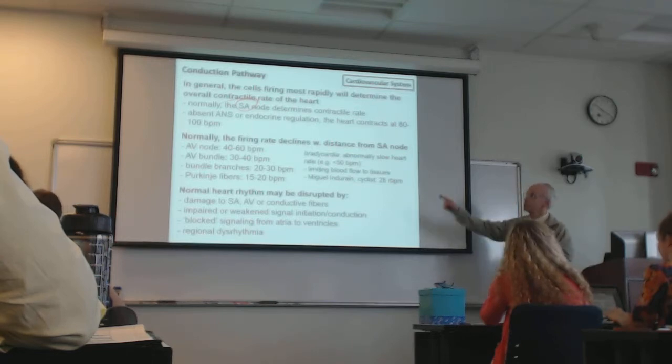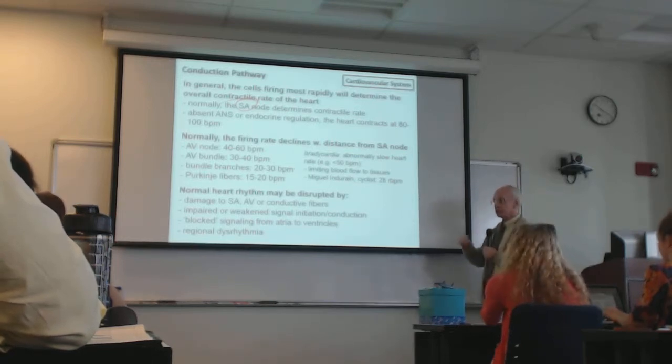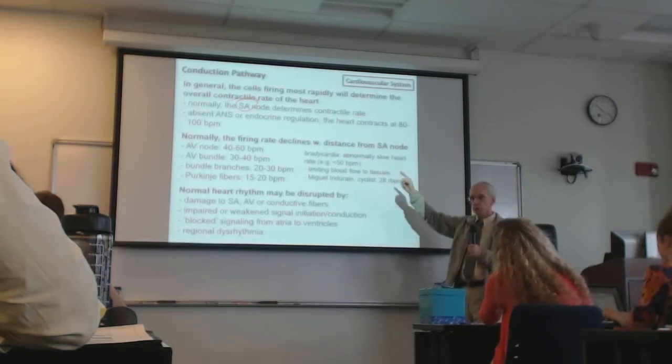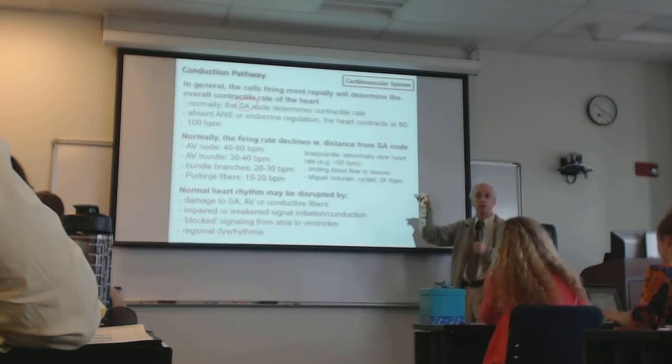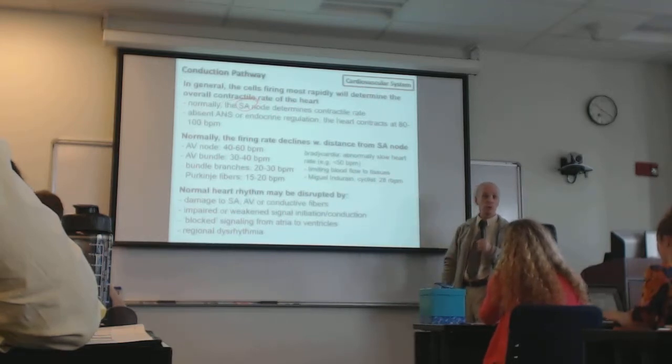Why is that? So this is what we've indicated here. You see the fundamental problem. The SA node is the timekeeper, the rhythm keeper, the drummer of the heart. Left to its own devices, it will cause the heart to contract at around, let's say, 80 to 100 times per minute. Yet that's not the rate at which your heart is contracting. So anybody have an explanation for that?